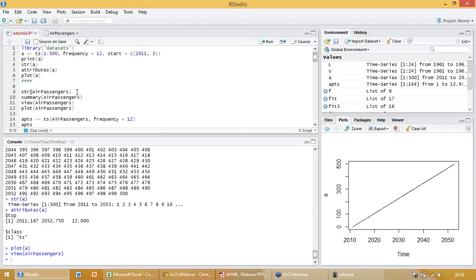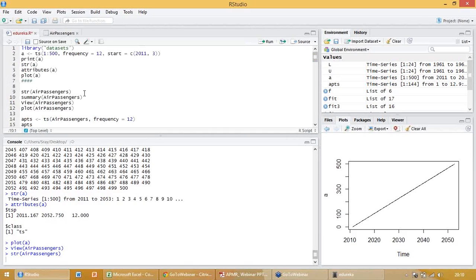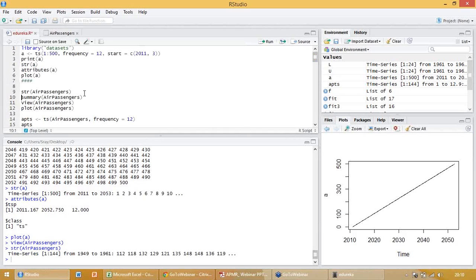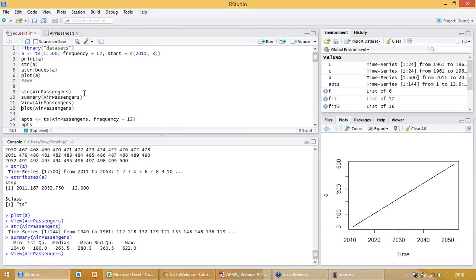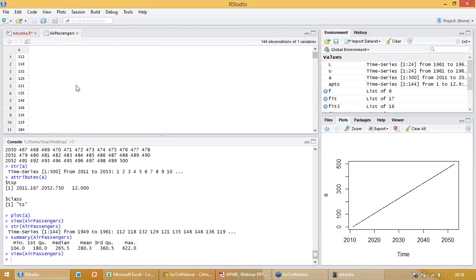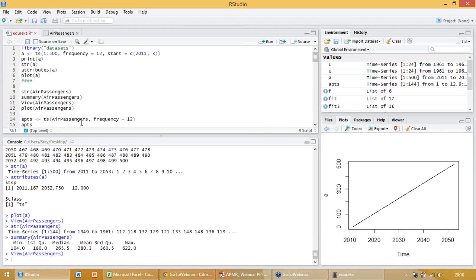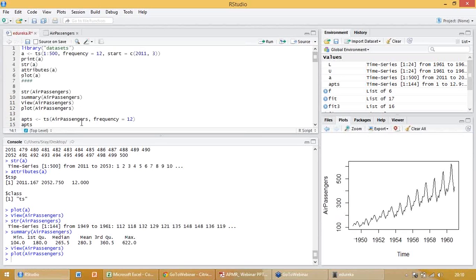Now what I'll do is first see what this is. It says it's time series data. Let's see the data set. It shows me the minimum and maximum values. I'll view the data set, and I'll plot this data set. So it shows me the plotting. This is how the data set looks like.